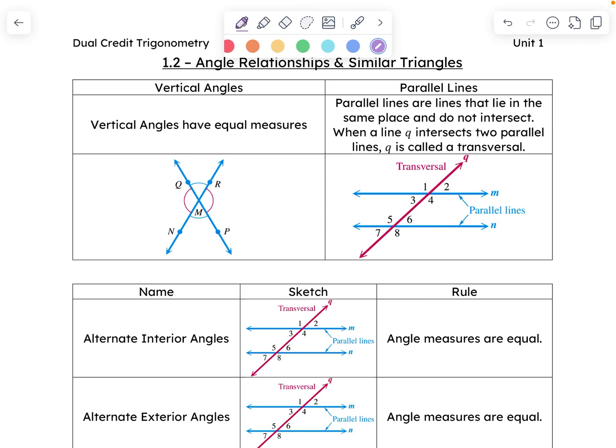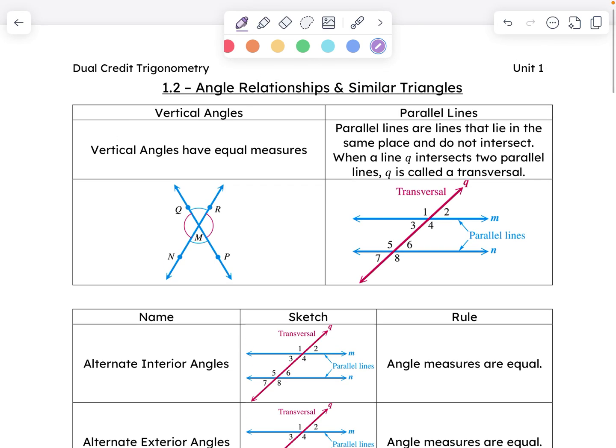Hey guys, today we are going to look at 1.2, which is going to talk about some more angles, specifically angle relationships. And then we're also going to talk about some triangle things and some similar triangles. So first thing is vertical angles.